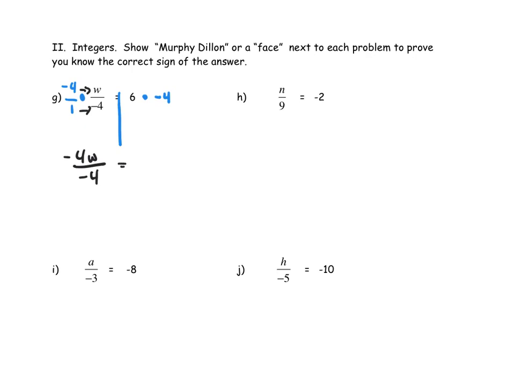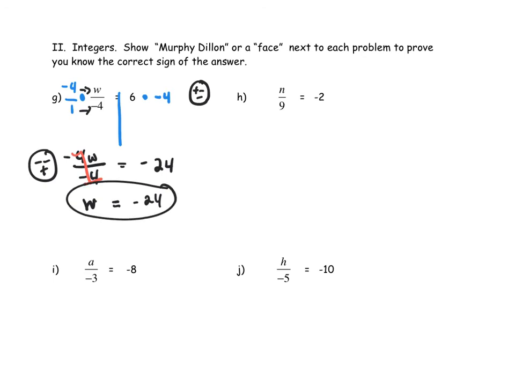On this side, now I have to be a little bit more careful. I'm going to have a positive times a negative, so I'm going to get a negative, and so I'm going to get negative 24. What happens over here now is I have a negative divided by a negative, which is going to give me a positive. So I get a positive coefficient of 1, and that's great because I want a positive w. I do not want a negative variable. I want a positive variable, and we've already established that w is negative 4.